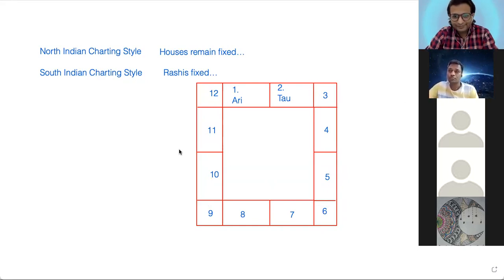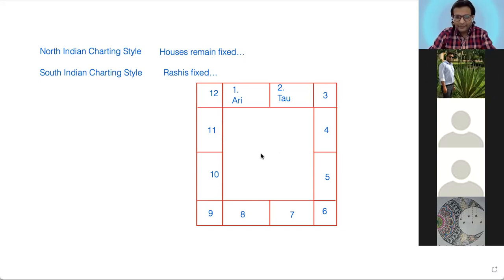Okay. Understood so far? So these Rashi positions will always remain the same. All right. In this kind of charting. Take anyone's chart, Rashi positions will be the same. Okay. For anybody's South Indian type of chart, Rashi positions will remain the same. Okay. Then how will you know which one will be the first house? Let us take an example.